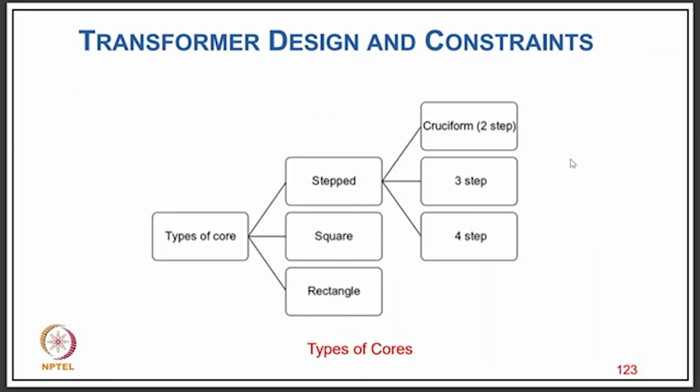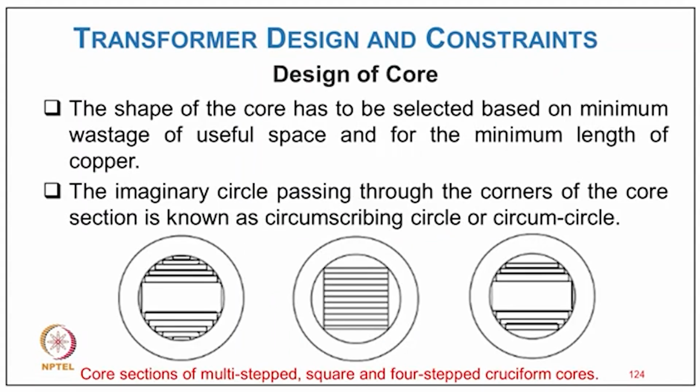So you can have different kinds of cores, like a square core or rectangular core, and then with more steps, if it is a cruciform, we call it 2 steps, or you have a 3 step or 4 step or a higher number of steps for higher rating transformers. So this is the typical construction, how we call it.